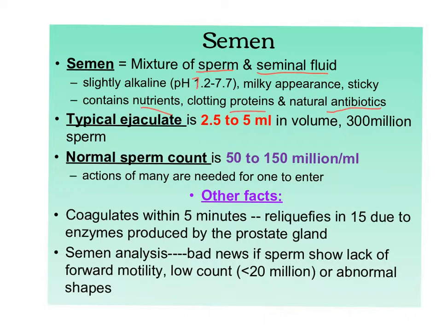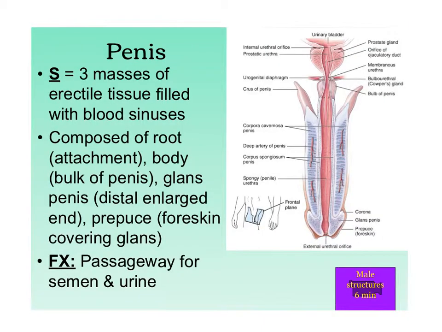And in that, a typical ejaculate will contain about 300 million sperm cells. Once again, I highly doubt you'll have to remember that exact number. The normal sperm count would be about 50 to 150 million per milliliter. If you have less than 20 million per milliliter, that would be considered a low sperm count. Doesn't mean you can't have kids, but you'd have a much lower chance of fertilizing the egg. You won't need to know that much about semen, so I'm going to leave it right there.